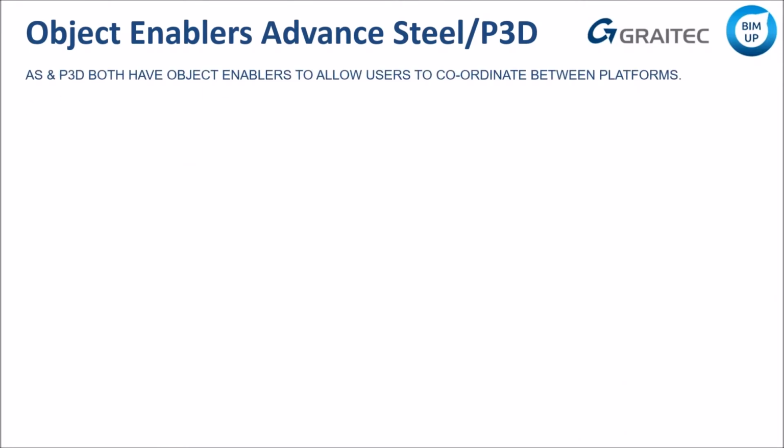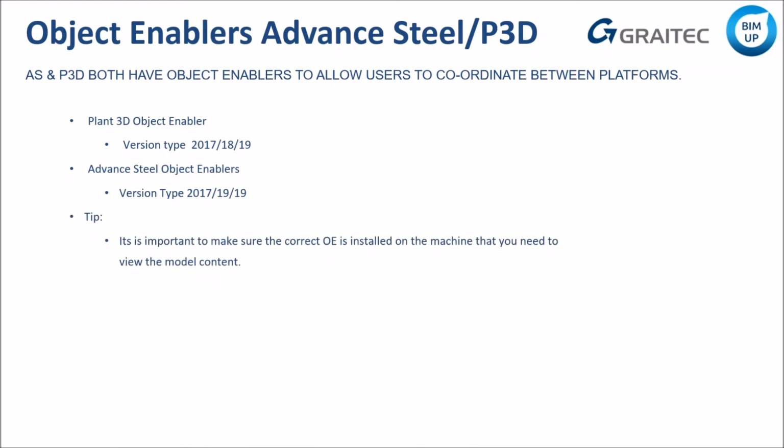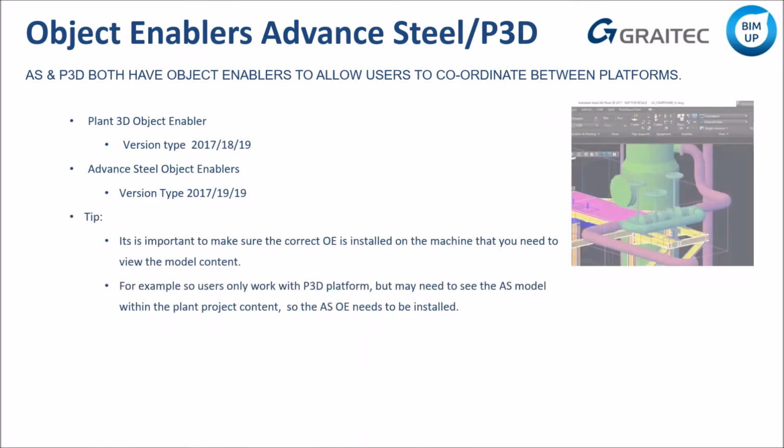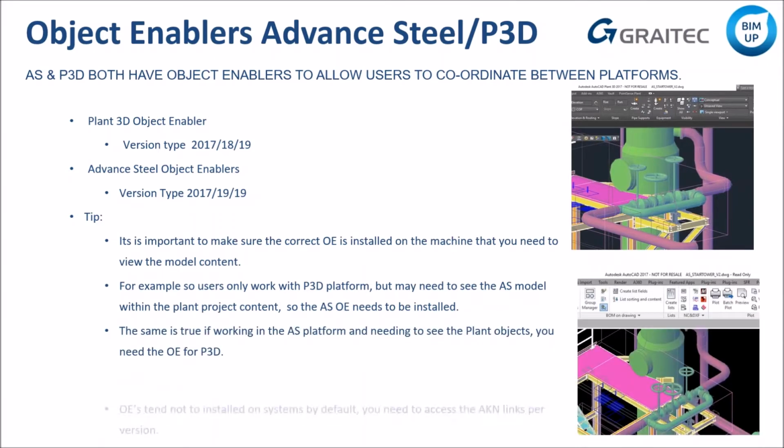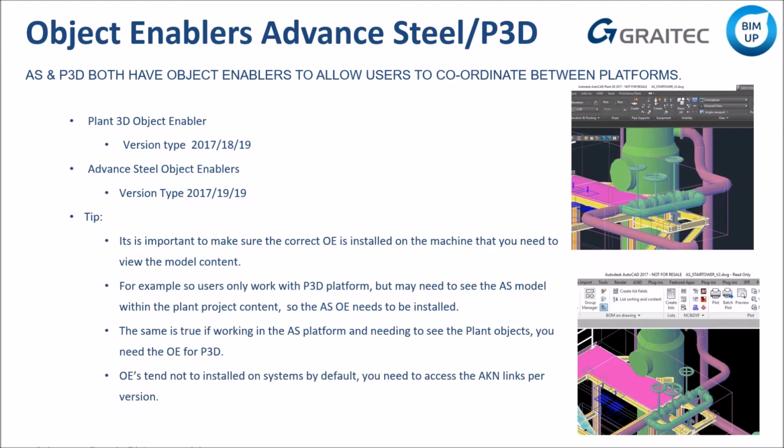So the other way to work with Advanced Steel and Plant is through the object enablers. The version types available are 17, 18 and 19 for both platforms. And the main thing is to make sure that you have the correct one installed for the version you're trying to work in. And this will allow you to work smoothly between the two platforms. So basically you can see the Plant model in Advanced Steel, and you can see the Advanced Steel model inside Plant itself as well.